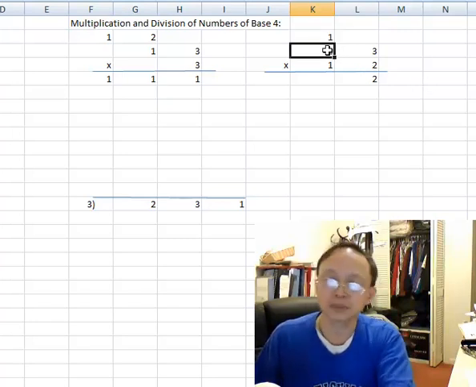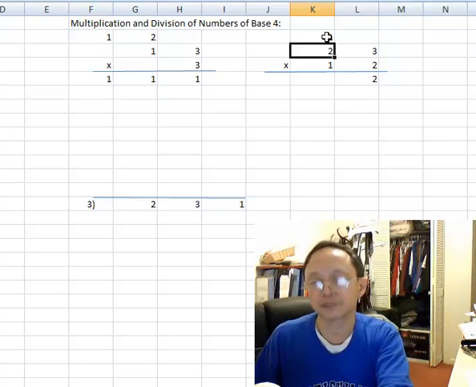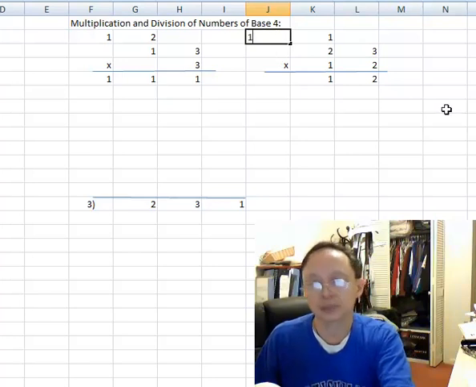Now 2 times 2 is 4. 4 plus 1 is 5. So 5, we divide by 4. Remainder is 1. And then the quotient is 1. So the quotient is also the carry.